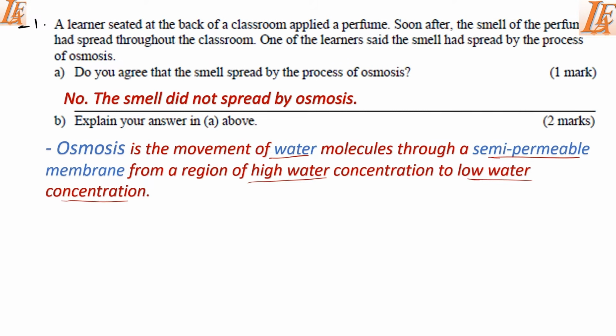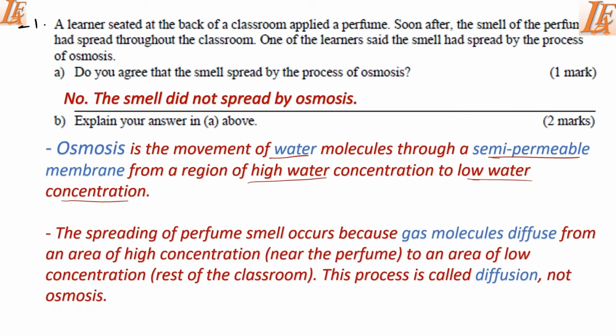And then the process where this perfume spread is what we call diffusion. The spreading of the perfume smell occurs because gas molecules, in this case we have gas, not water, move from an area of high concentration near the perfume to an area of low concentration, that is the rest of the class. This process is called diffusion, where we define diffusion as the movement of particles from a region of high concentration to a region of low concentration. And it's not osmosis because in osmosis we must have water molecules and a semi-permeable membrane.